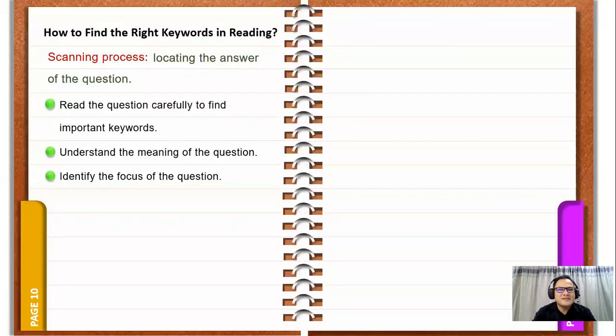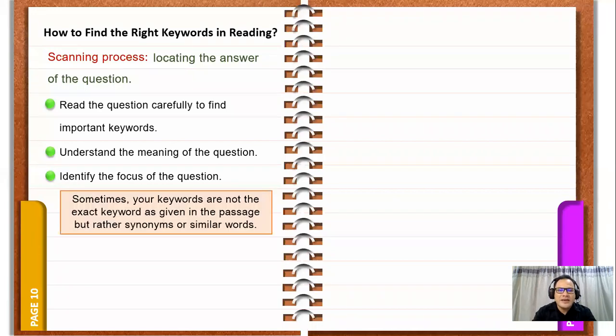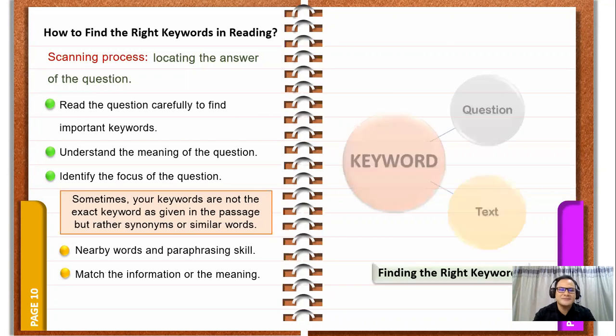So we have discussed identifying the right keyword in the question. Next we are going to look at how to find the right keyword in a text. Because sometimes your keywords are not the exact keywords as given in the passage, but rather synonyms or similar words. In this case, you need to use nearby words and your paraphrasing skill to match the information or the meaning.